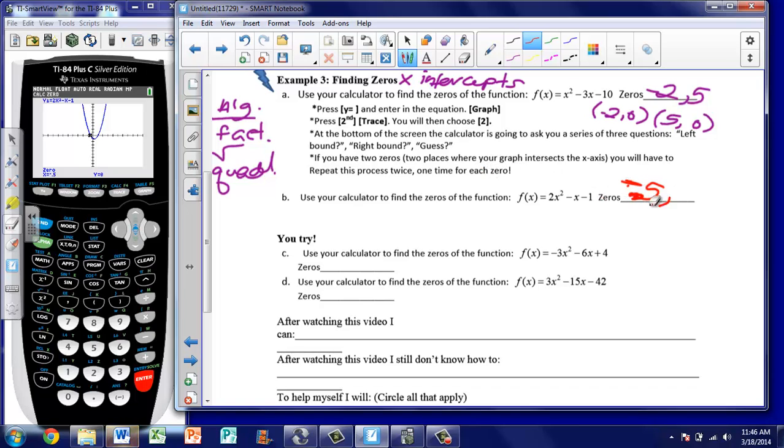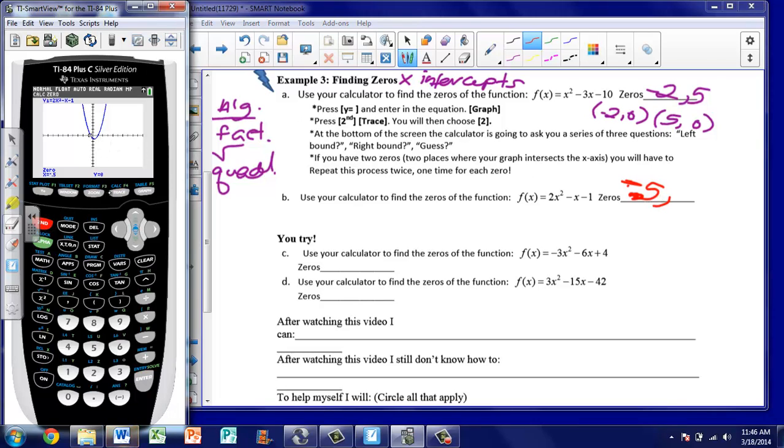Now we need to find the other one because I also see that it crosses in another spot. So I do the process again. Second, trace, calculate. At the vertex this time, we're looking for the other zero. So I press 2, arrow over to that other zero, hone in on your target. That's the one I want.